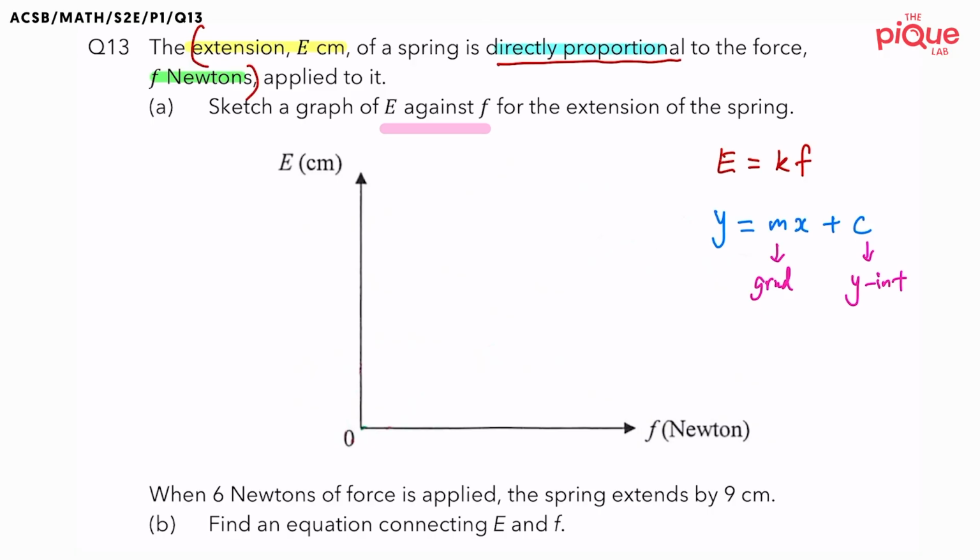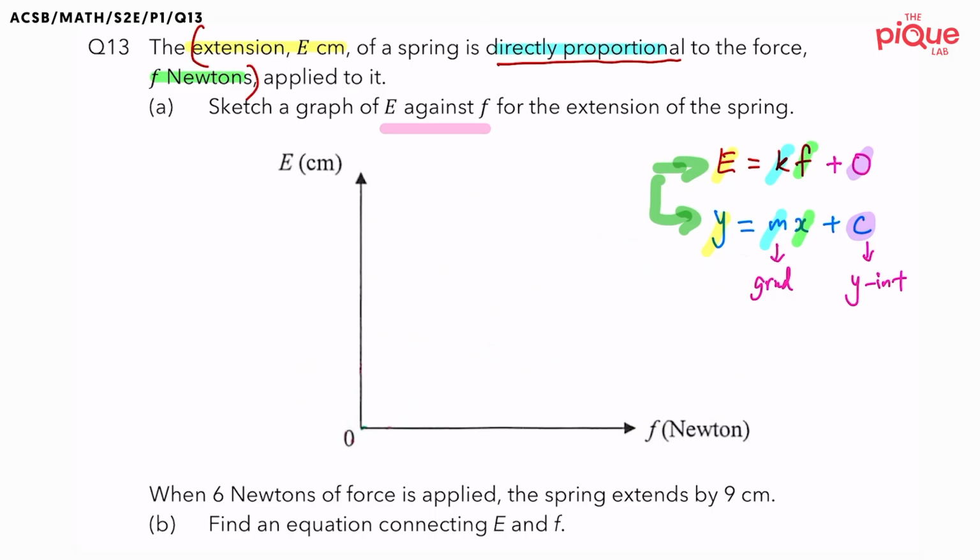So by comparing these two equations here, do you notice a similar pattern? y models E, x models F, and m models k. What about the c at the back? Notice that for the equation E equals kF, there is no constant term at the back. To fix this, we will simply write plus 0 at the back, and we note that c models the number 0. So what does this tell us?